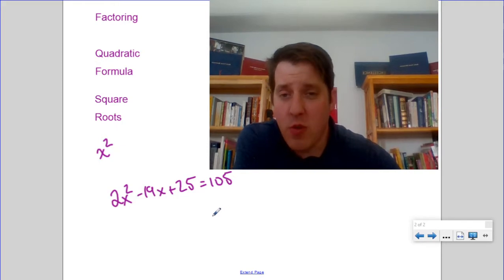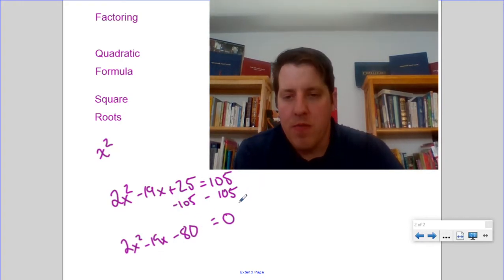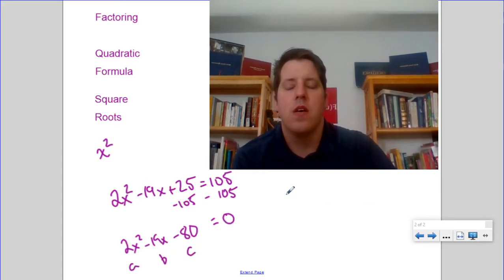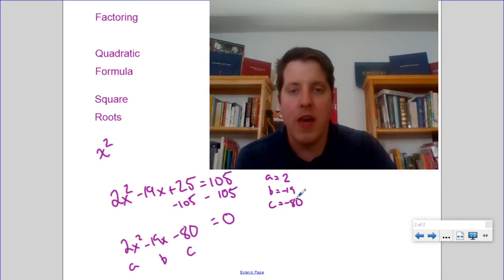Now the first step of the quadratic formula is to get 0 on one side of your equation. So in that case, I would get rid of the 105. So I would get 2x squared minus 19x minus 80. From there, I'm going to label my a, my b, and my c. So that's the quadratic coefficient, the linear coefficient, and the constant term. So here a equals 2, b equals negative 19, and c equals negative 80.